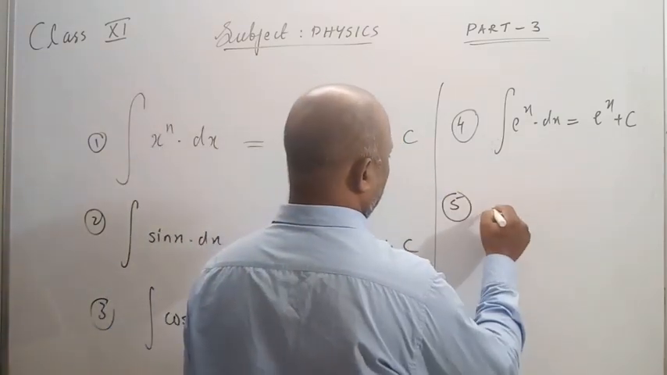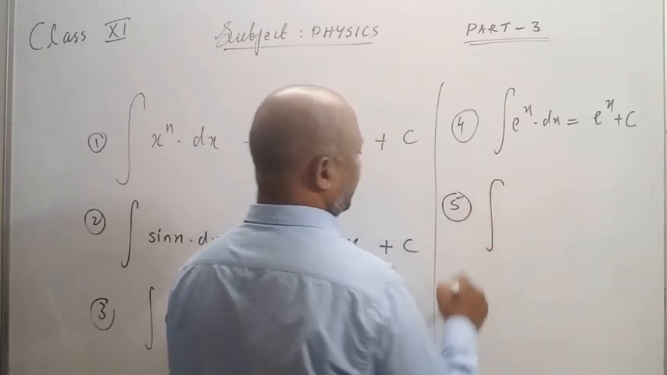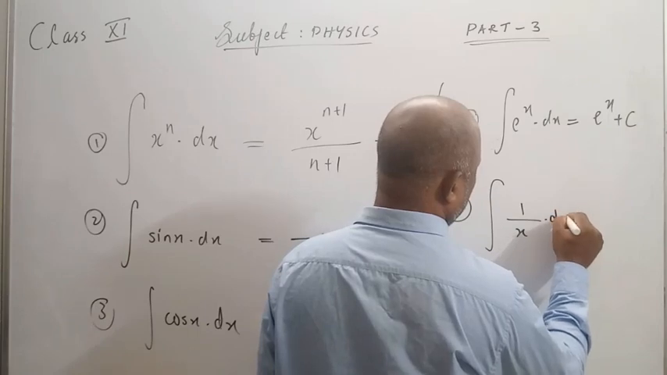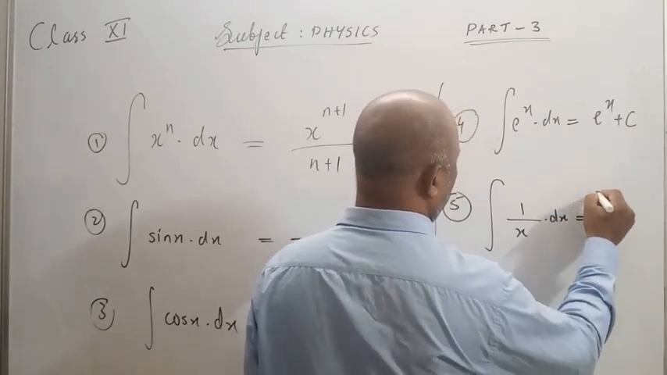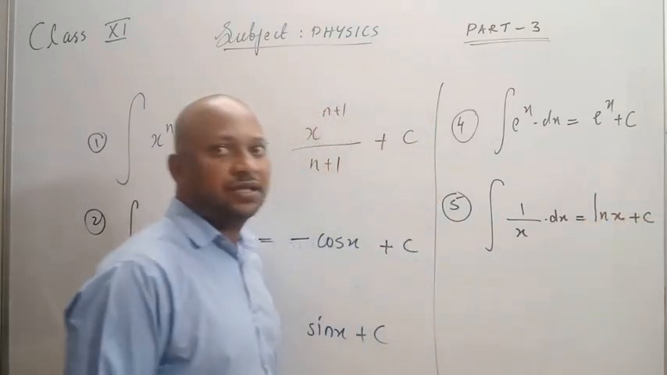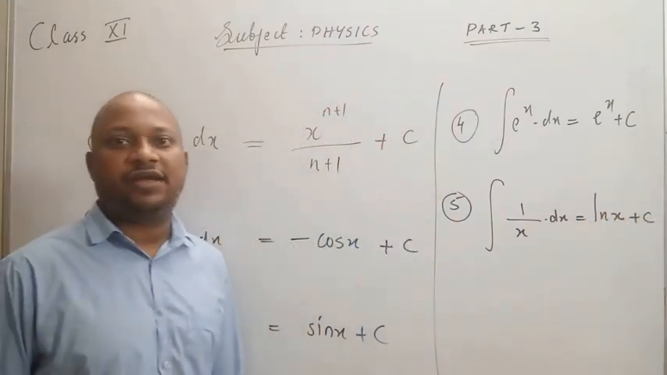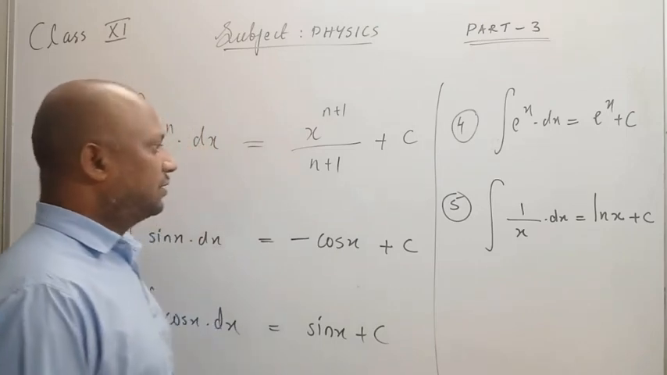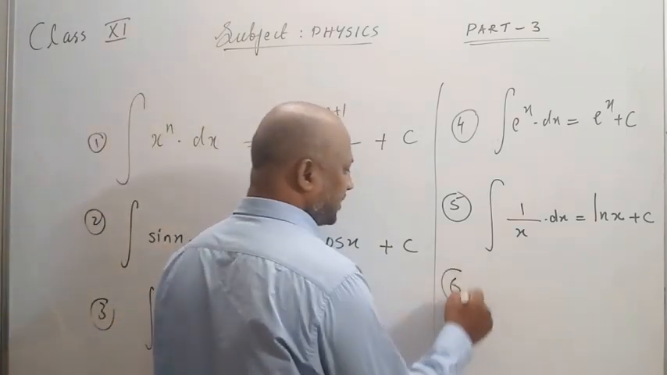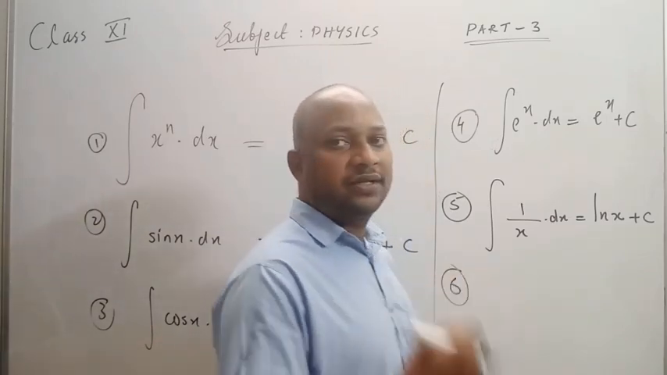So I am going to write one more only, that is integration of 1 upon x dx, and for this the integration will be ln x, where ln is the log to the base e. More clearly, we can write log e. So these are the 5 important formulas.